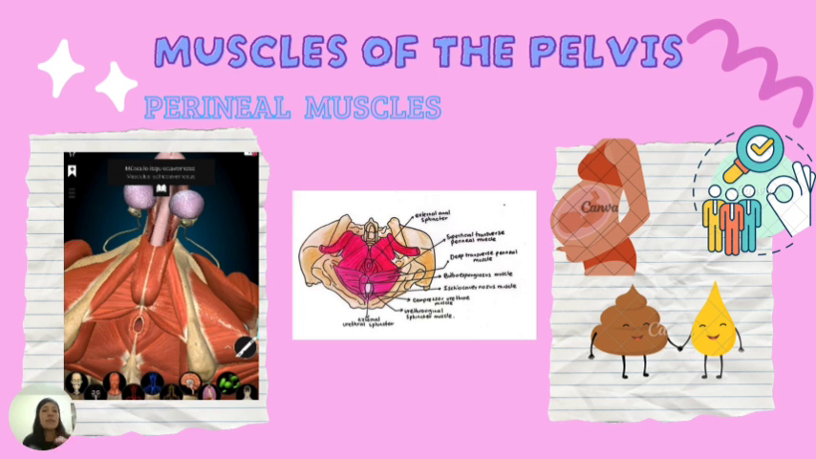In this part, we can see the perineal muscles. The perineum is the region below the pelvic diaphragm, divided by an imaginary line joining the ischial tuberosities into the urogenital triangle, the anterior part, and the anal triangle, the posterior part. We can see the urogenital triangle in pink, and in purple the anal triangle, in the image in the middle.